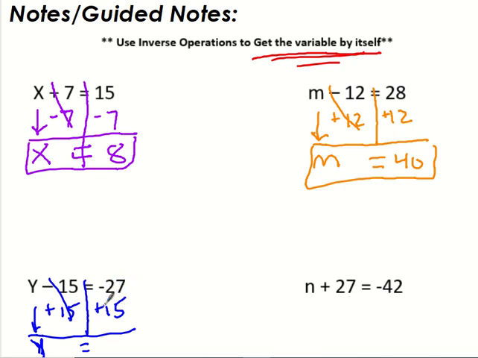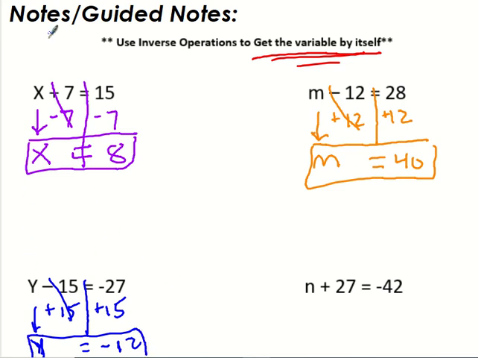So because I have different signs, negatives and positives, I'm subtracting, so I keep the sign of the larger number. I have more negatives than positives, so my answer is negative. And I need to do 27 minus 15, which is 12. So my final answer is y equals negative 12.